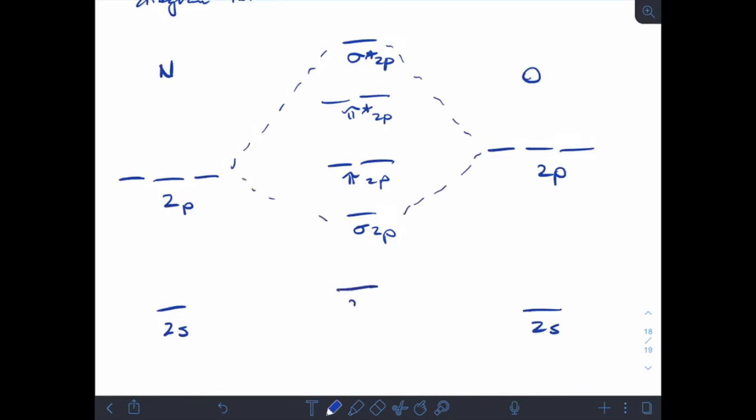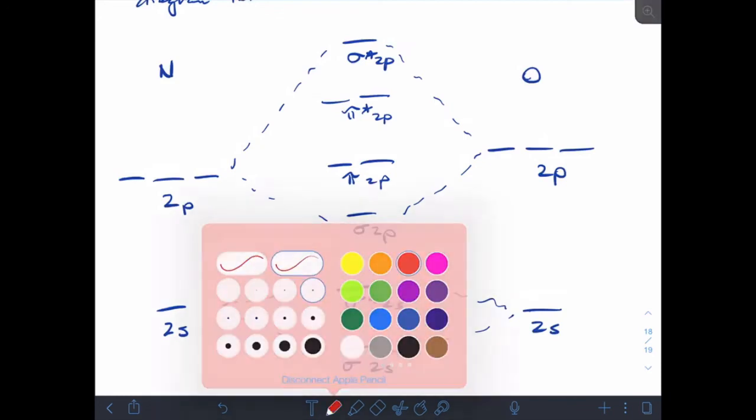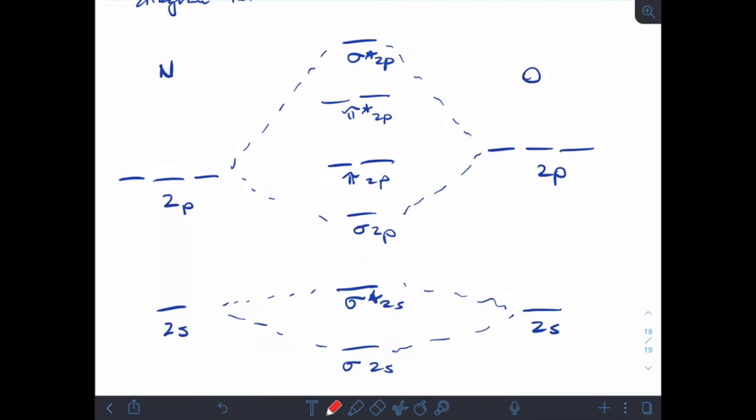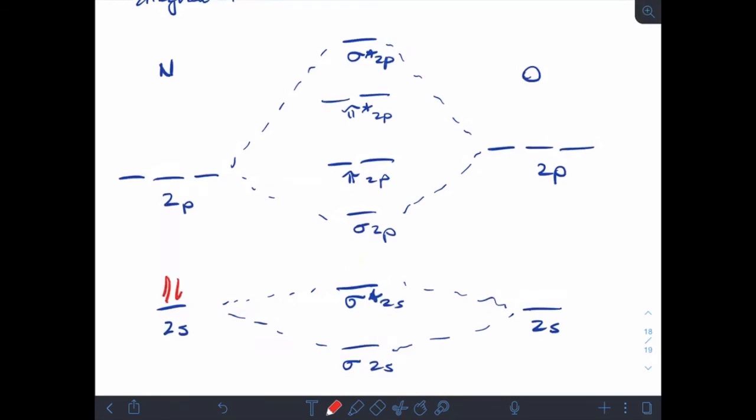And then down here we have, of course, the antibonding 2s and our bonding 2s. All right, so let's put in our electrons for each side. Nitrogen's got 5 valence, so we're going to say 1, 2, 3, 4, 5. And our oxygen has 6, so let's put those here.